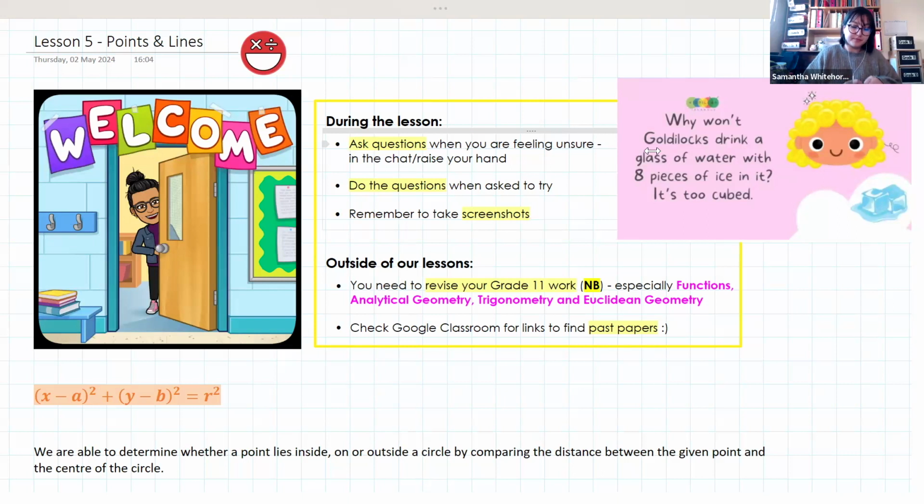Alrighty, so just remember, take screenshots, especially for the first little bit and the middle bit, because there's a bit of information, a summary, I suppose, of how you can go and determine whether or not a point is lying within, on, or outside a circle, and whether or not a line is a tangent, outside, or a secant to a circle. I will explain what all of those things mean as we go along.